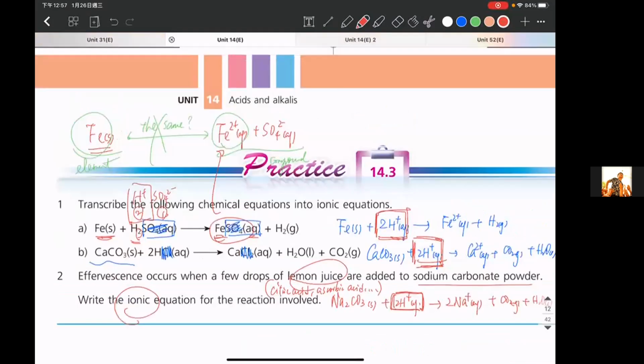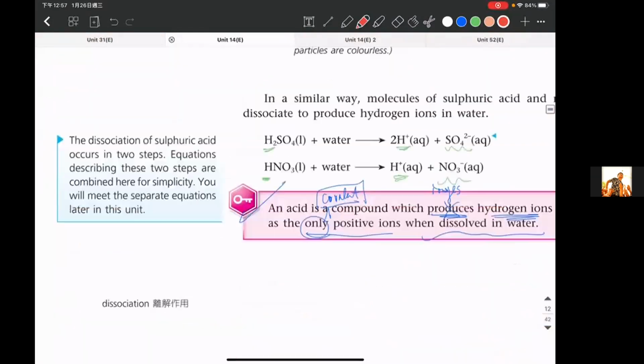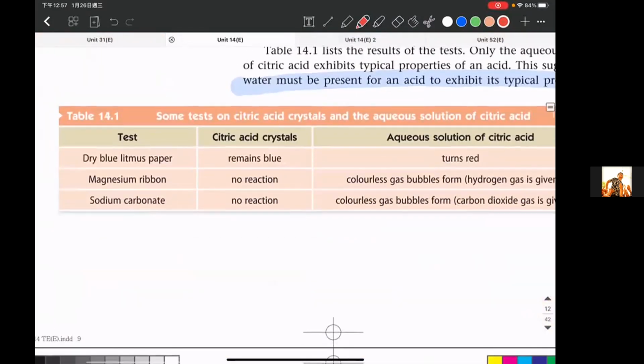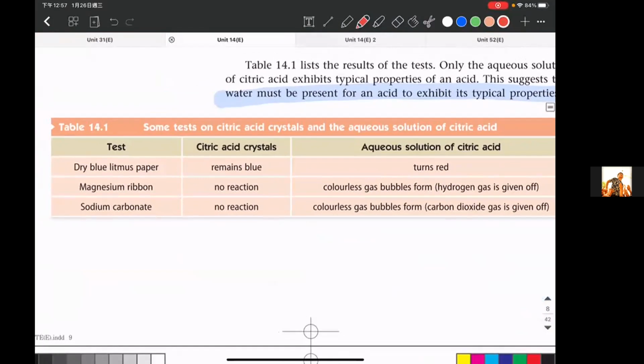Now, how would you verify this? By checking its property, right? Without water, it will not turn blue litmus paper red. It will not react with magnesium, and neither does it react with sodium carbonate. So this is what I would like to share with you today. Any questions so far? No?